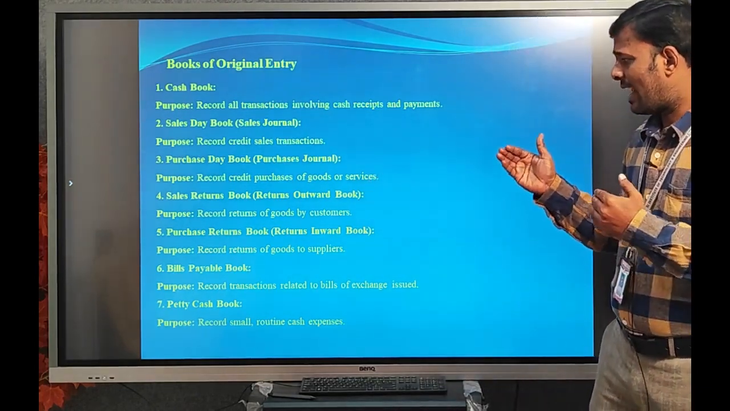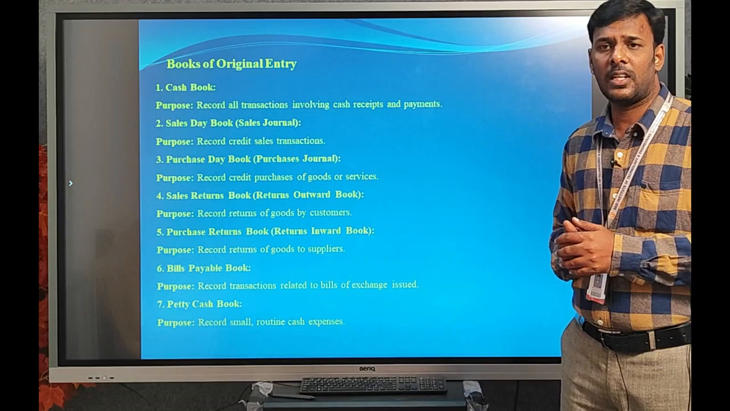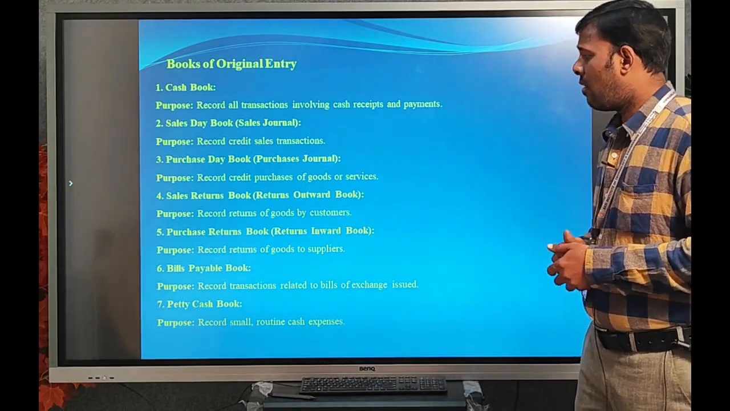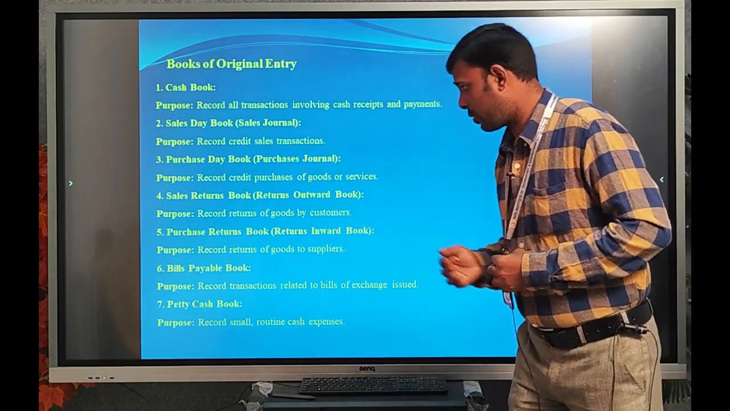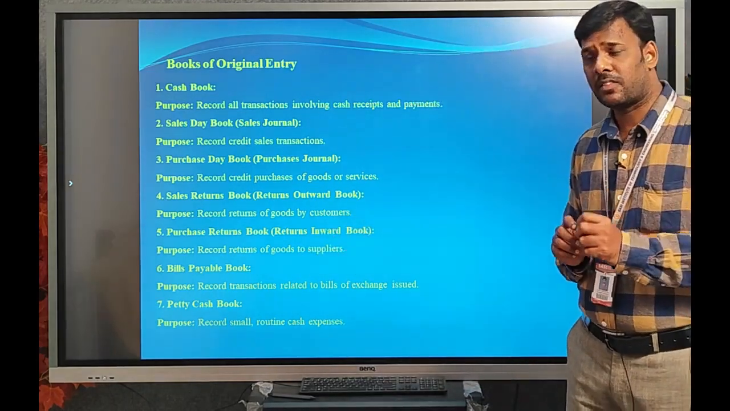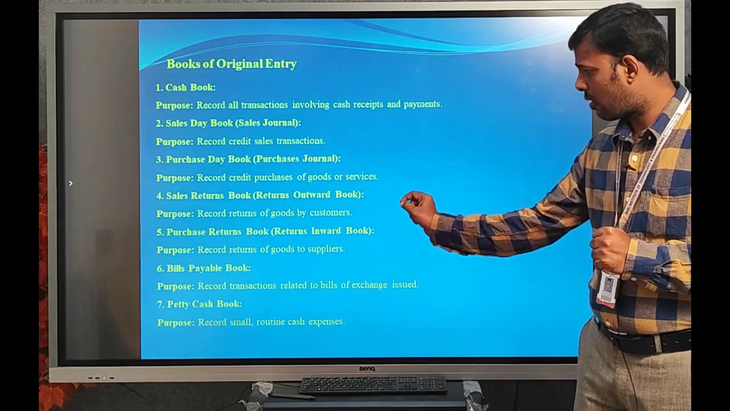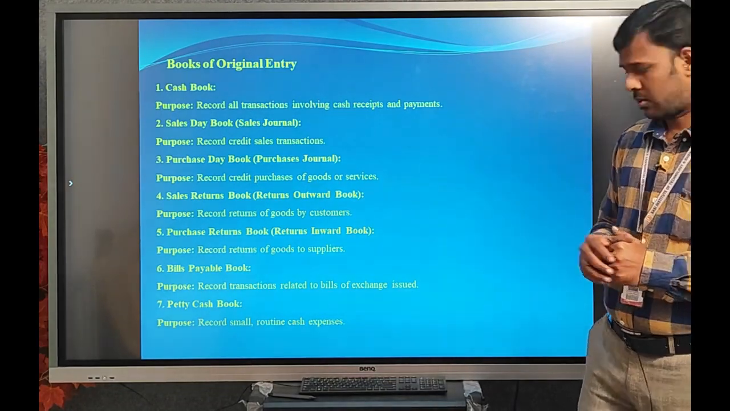And bills payable and bills receivable, so obviously these two books also have to be maintained in the organization. Next one, petty cash book. Different small expenses, petty and routine expenses, have to be recorded in the petty cash book.